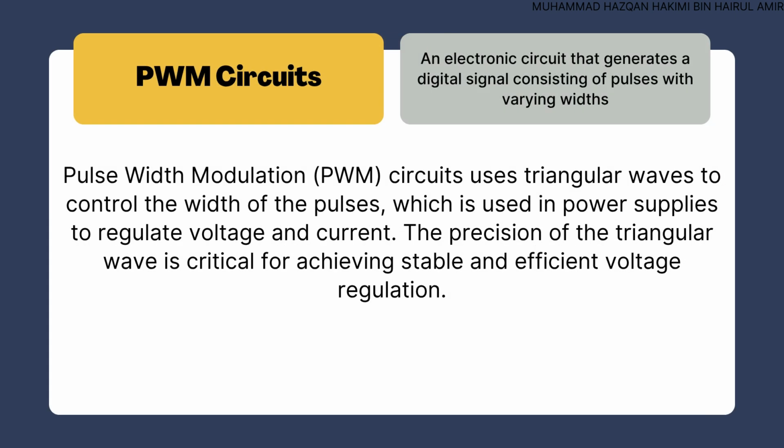For PWM circuits, a PWM circuit is an electronic circuit that generates a digital signal consisting of pulses with varying width. Pulse width modulation (PWM) circuits use a triangular wave to control the width of the pulse, which is used in power supplies to regulate voltage and current. The precision of the triangular wave is critical for achieving stable and efficient voltage regulation.